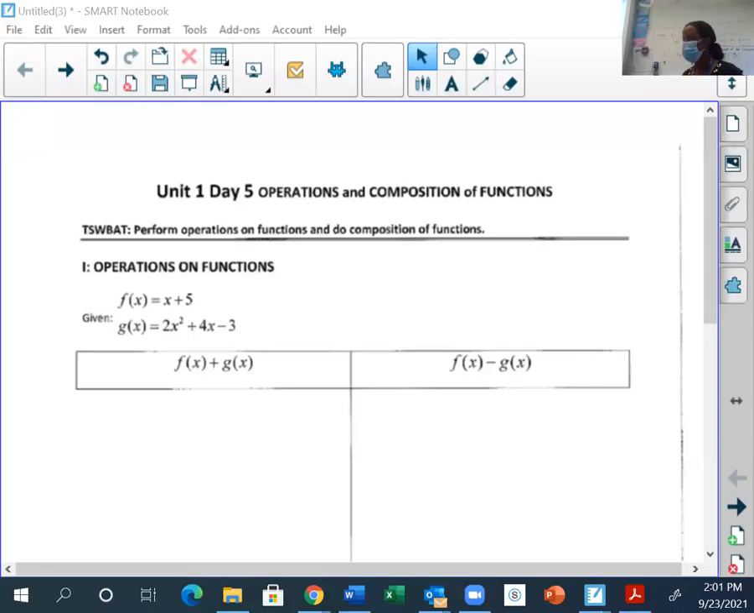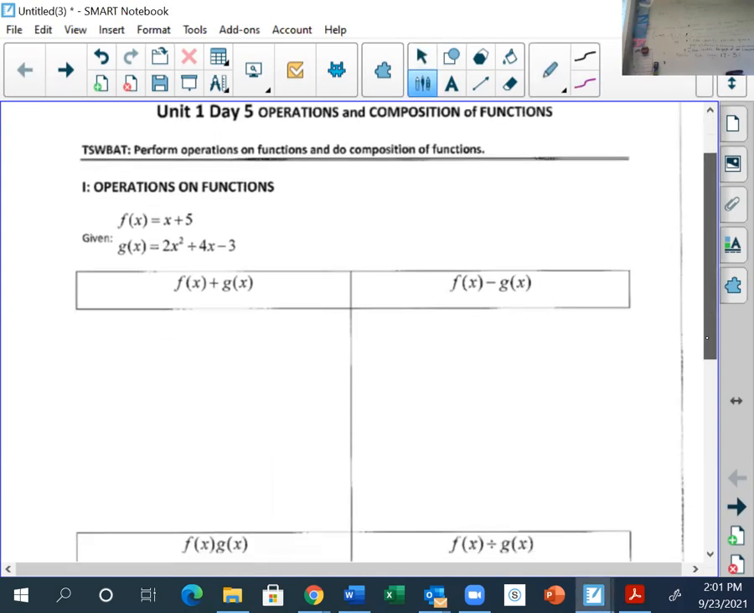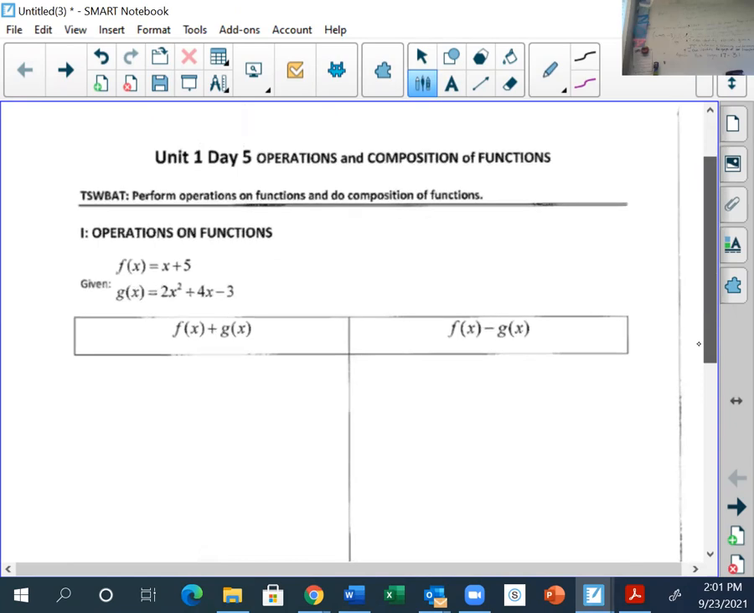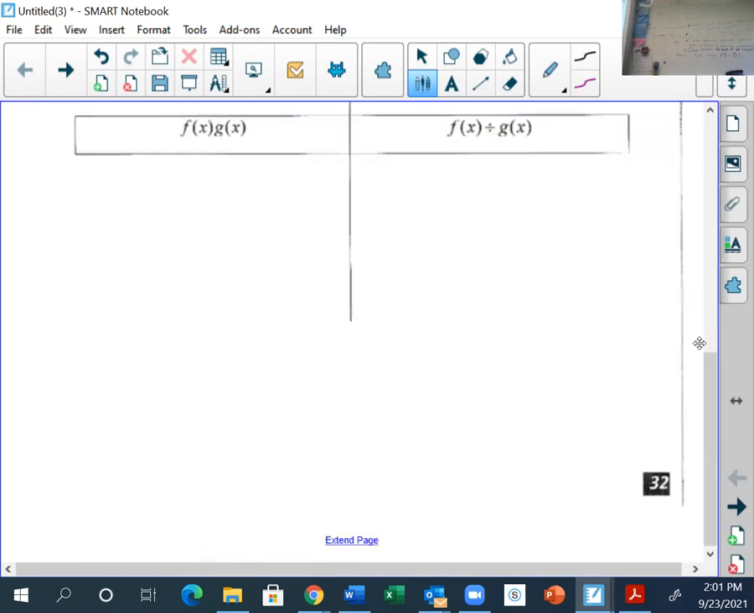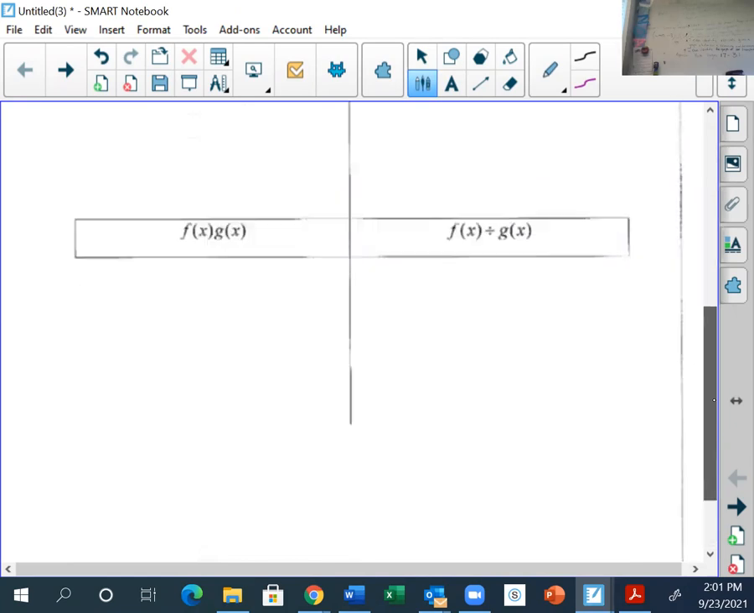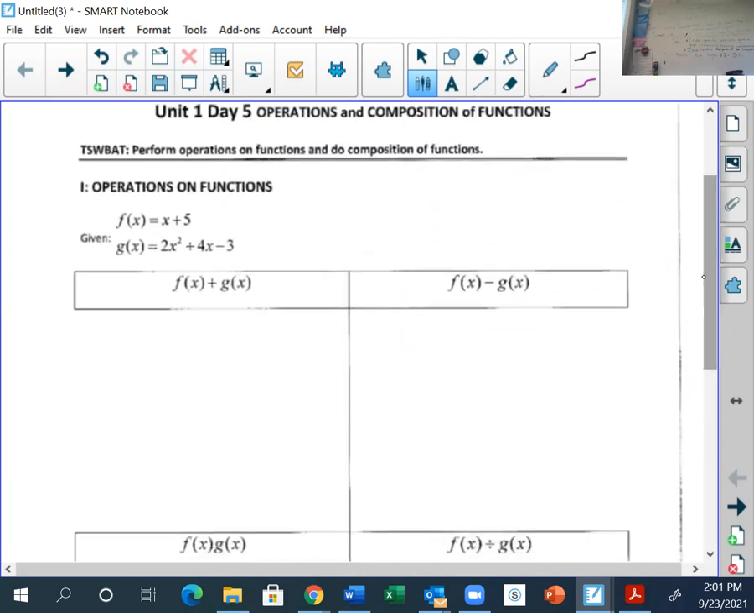All right, guys. So today I'm going to do a lesson. This is page 32. You guys are going to be doing this right after we take the quiz. I just want to make sure we are not behind. So take the notes together and then we will do the classwork next class if we have time.